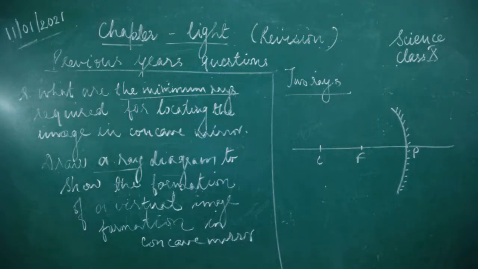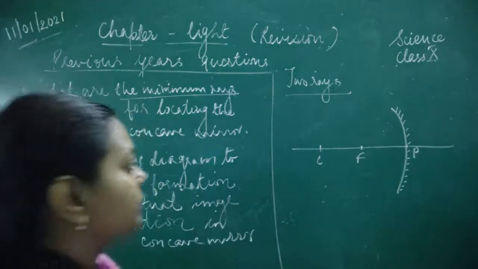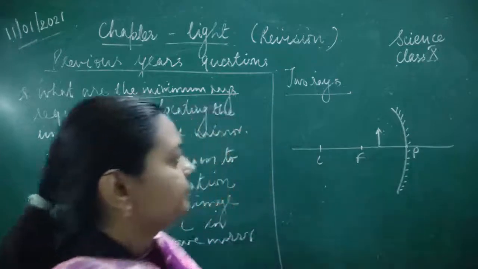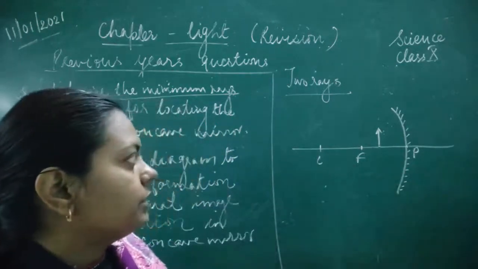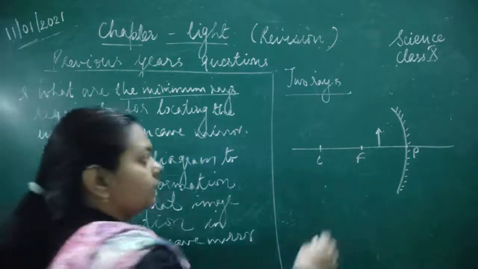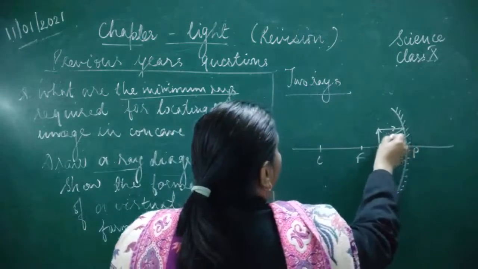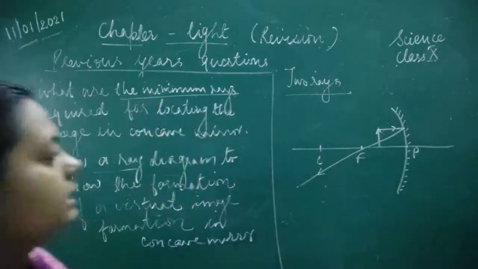If you want to make a virtual image, you have to keep the object close to the mirror. So you will put the object over here in between pole and focus. And what will you do? You will simply draw a ray which is parallel to principal axis, will always pass from focus. Okay, it is going to pass from focus.